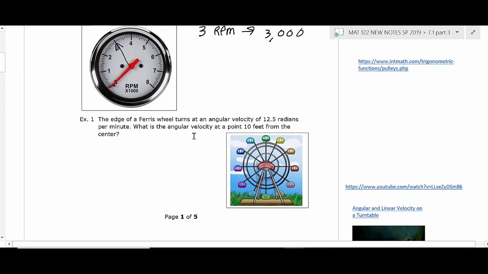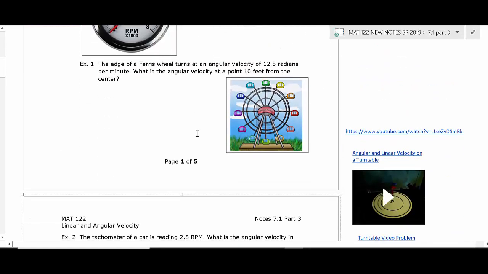Okay, so let's do an example to get started. You have a Ferris wheel, like in a carnival. The edge of the Ferris wheel turns at an angular velocity of 12.5 radians per minute, and we're going to find the angular velocity at a point 10 feet from the center.